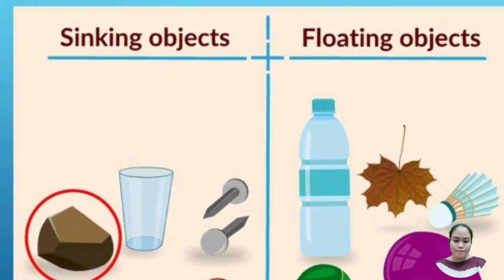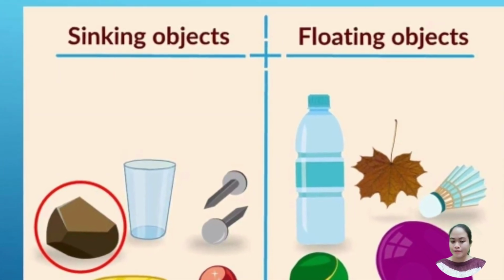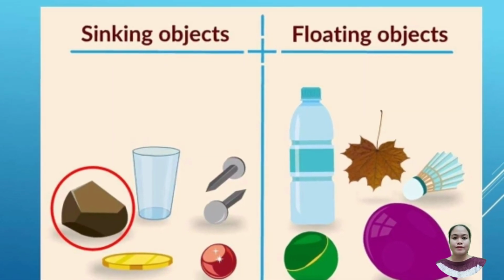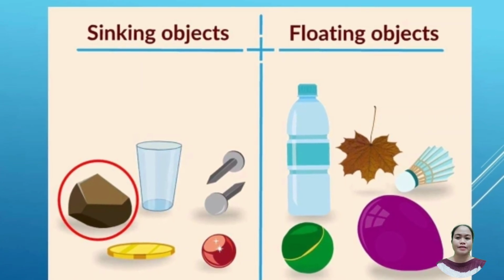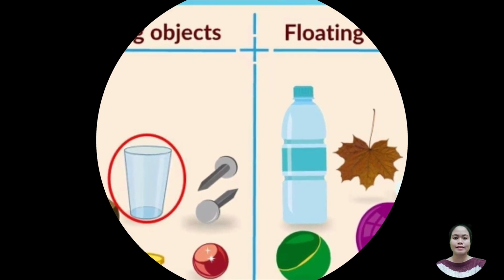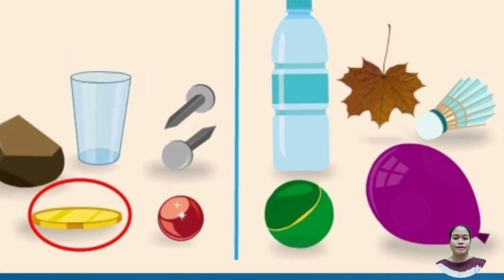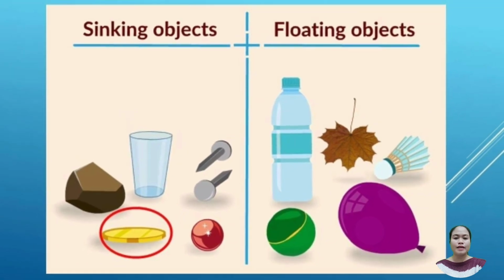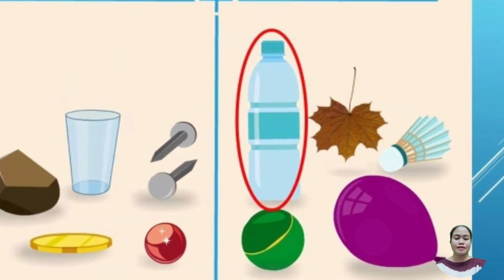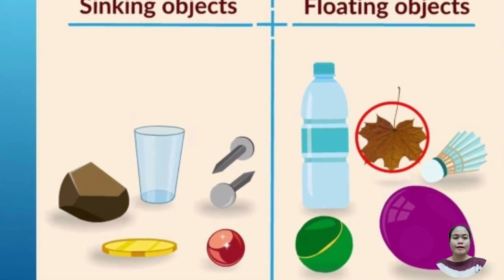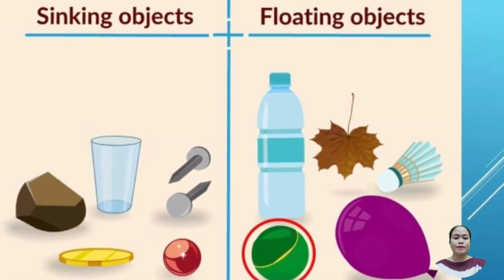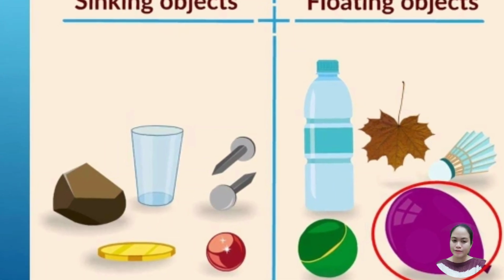Can you name some of the sinking and floating objects? So here are some of the sinking objects. We have the stone, glass, iron nails, coin, and marbles. And here are some of the floating objects: the water bottle, leaf, shuttlecock, plastic ball, and balloon.